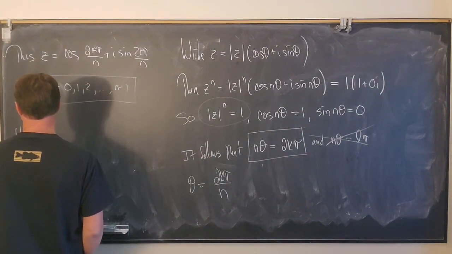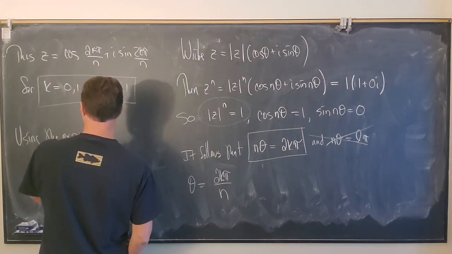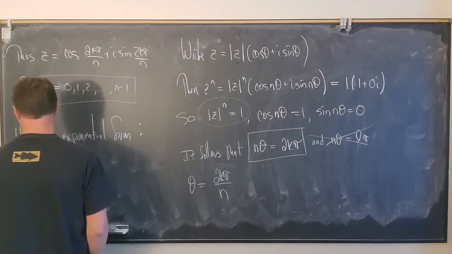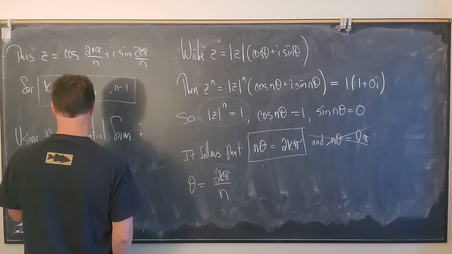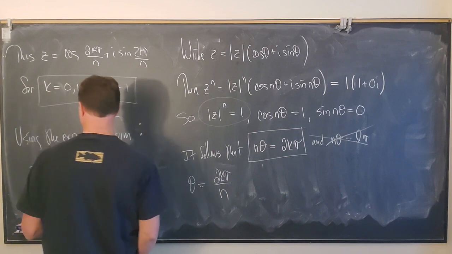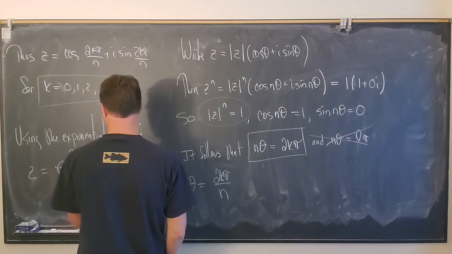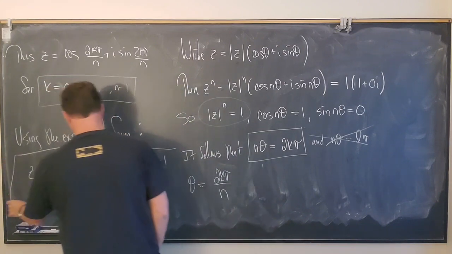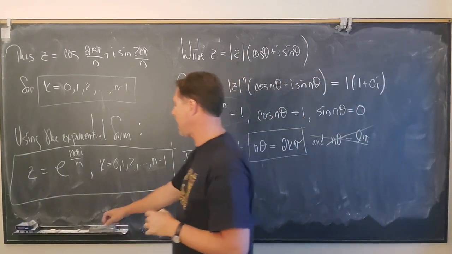Using the exponential form, we get z equals e to the 2k pi i over n, where k equals 0, 1, 2, up to n minus 1. So there are exactly n solutions to that equation, which means that U sub n, capital U sub n, consists of exactly n elements.